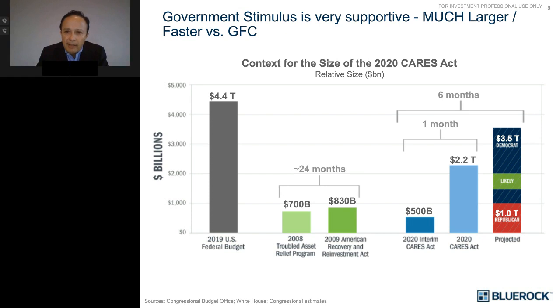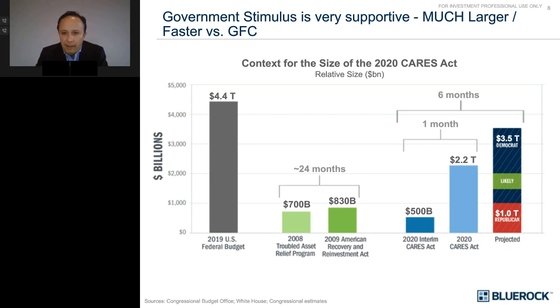The government is doing the right thing in terms of the stimulus. They have acted much faster than they did in the GFC and with much more force. Just to put it in perspective, the total U.S. federal budget is $4.4 trillion, and in the GFC, you had about $1.5 billion of stimulus, and it took about 24 months to get that out. And in fact, the first piece of it didn't get out until we were a year into the crisis.